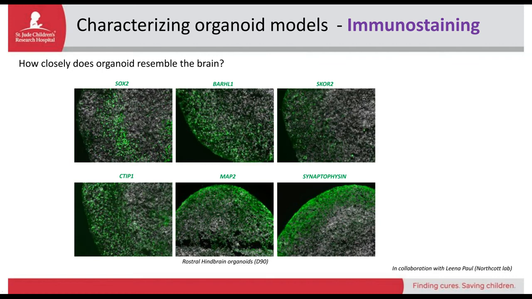Here, for example, we have a bunch of rostral hindbrain organoids that we made in the lab, and we've sectioned and stained them in collaboration with the Northcott lab to check the presence of a certain specific cell type.